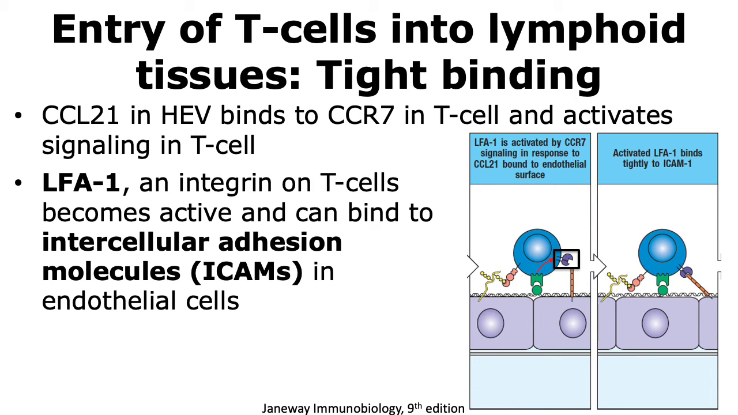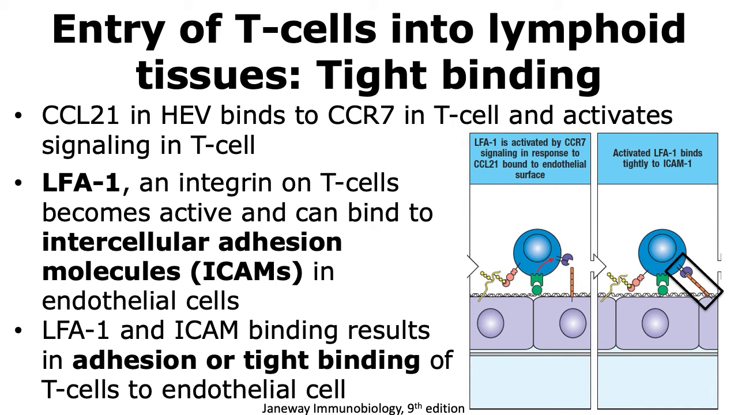And this conformational change results in that integrin interacting with another adhesion molecule called ICAM that's present on the endothelial cell. So this basically results in a really tight binding between the T cell and the endothelial cell through the interactions of that integrin and the ICAM. So here we can see the process of adhesion or tight binding.